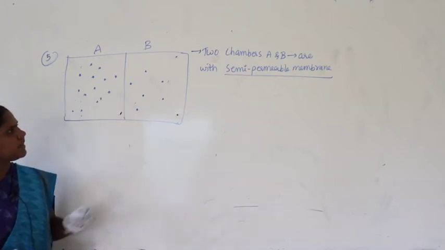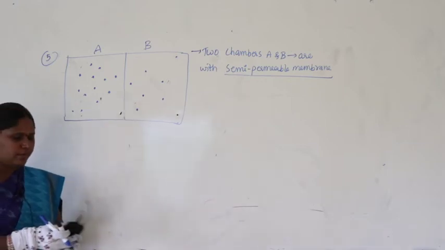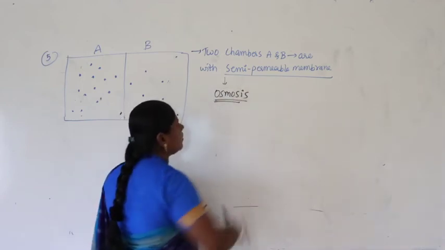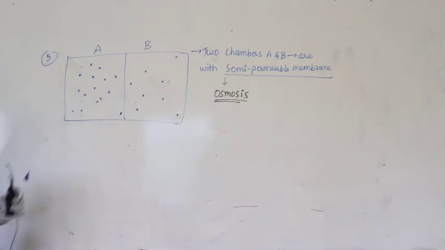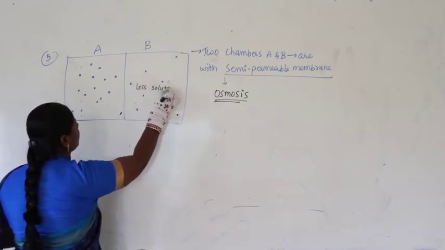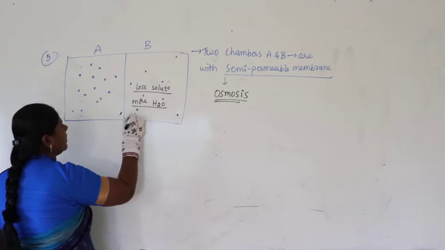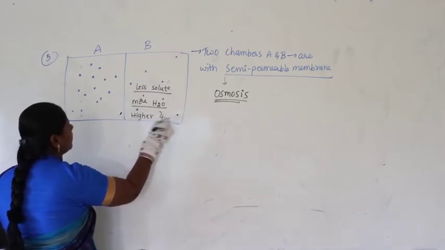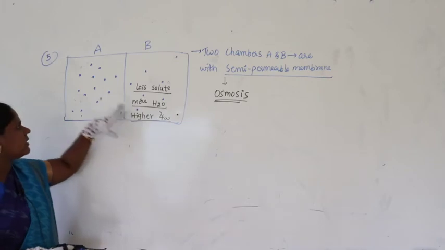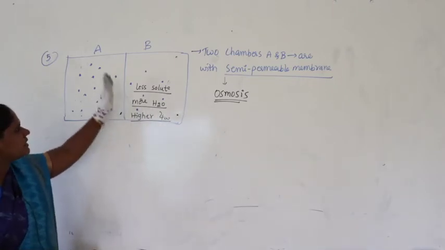But basically what you have to understand is that chambers A and B are interconnected by a semi-permeable membrane, which means the question is conceptually related to osmosis. Now, looking at this diagram, in this case you find fewer solute molecules but more water. When more water is there, definitely you find higher water potential. Let us take that some sucrose is dissolved in chamber A and some amount of sucrose is dissolved in chamber B, both interconnected by a semi-permeable membrane.